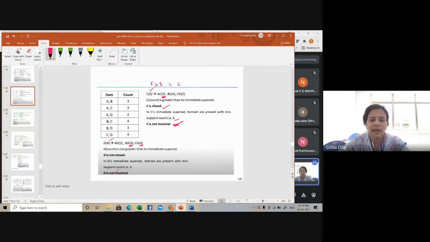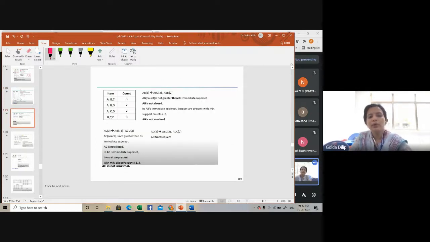So it is not maximal also. Okay, so we have first completed the first round. Next, going on to the next round. What you're basically doing is generating the 3 item sets using the join and prune property of Apriori. Check whether the 2 item sets generated are closed, frequent, etc.